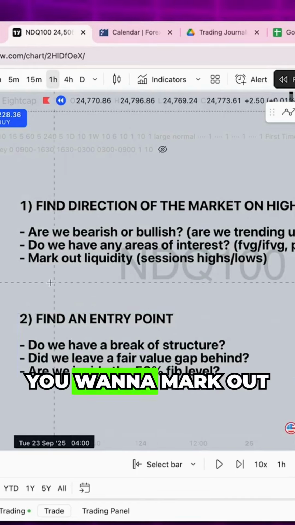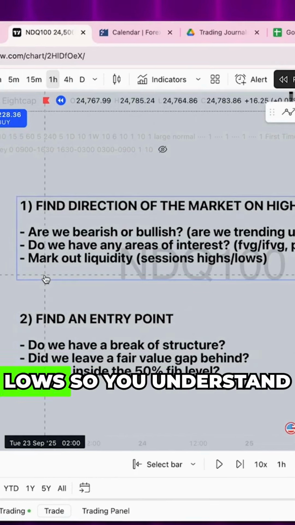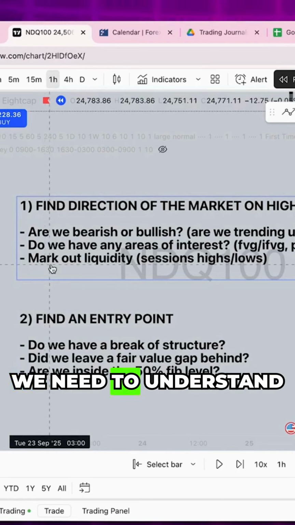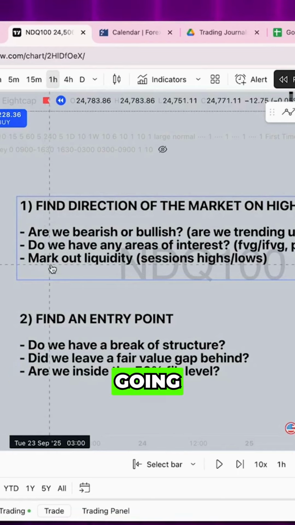And then at the same time, you want to mark out your liquidity, your session highs and lows, so you understand where price is headed to. Right? So that's important. We need to understand where the market is going, because if we don't know where the market is going, then how are we ever supposed to know what to do or in what situation to trade, right?